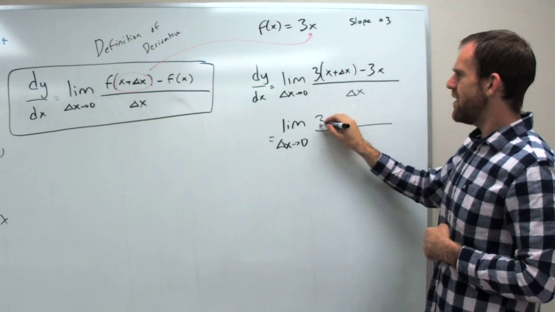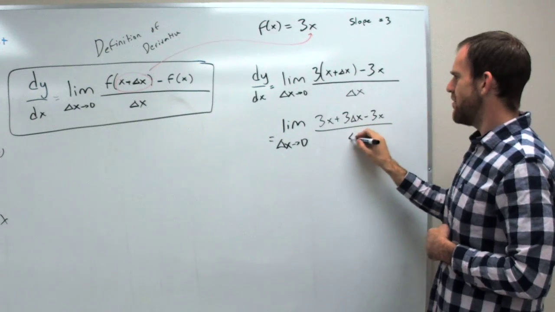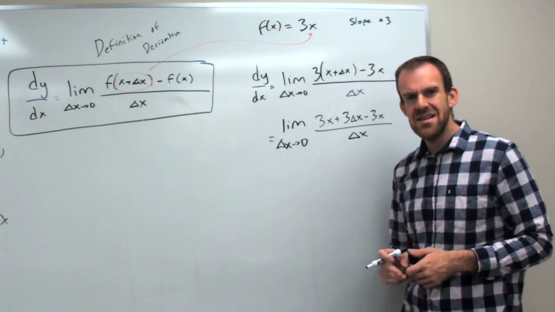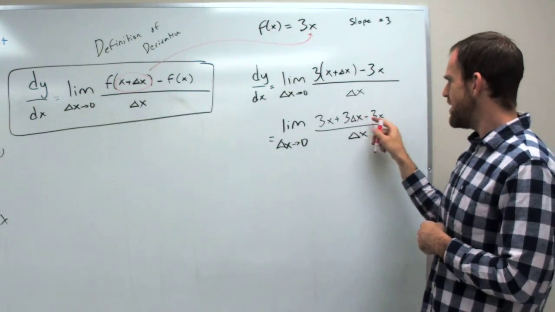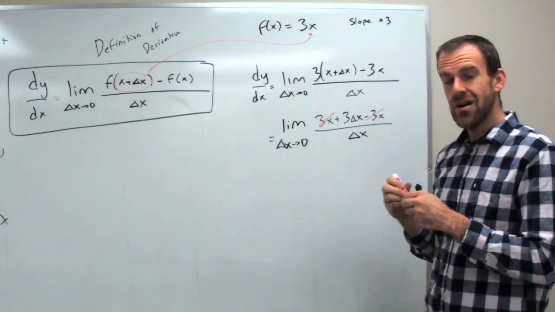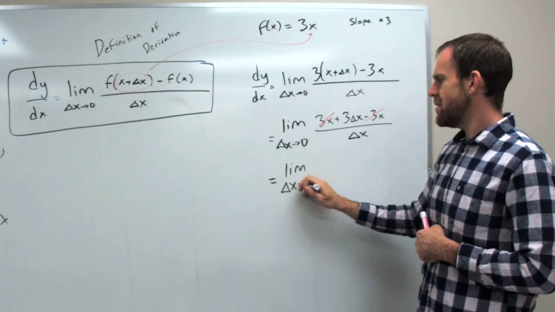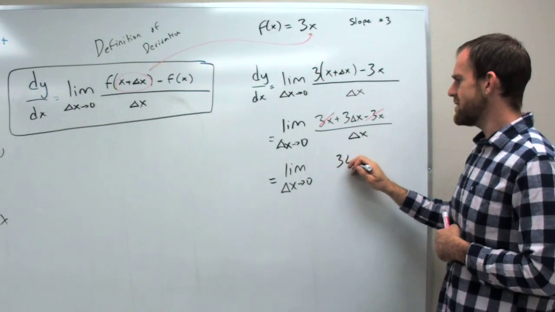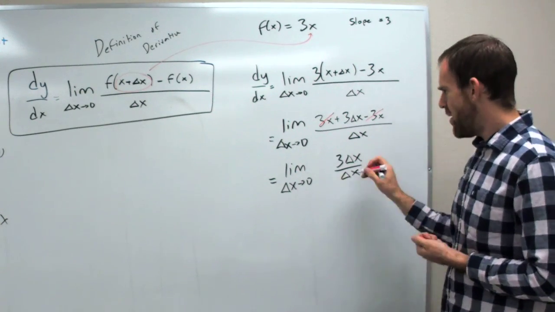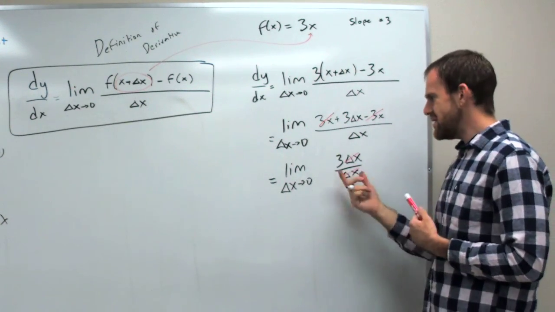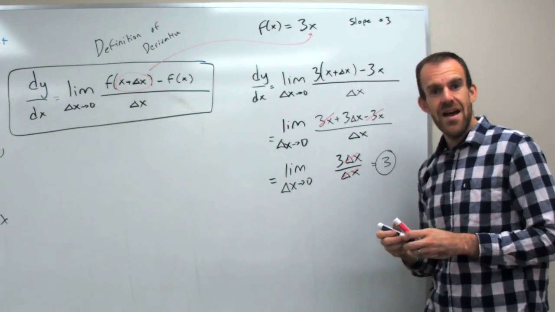If I multiply this out, I get 3x plus 3 delta x minus 3x over delta x. I'm really still not seeing how I can get rid of delta x or how I can plug in 0 yet, but I see that 3x minus 3x is 0, so I'll get rid of those. Now I have the limit as delta x approaches 0 of 3 delta x over delta x. Since there's delta x on the top and bottom, those cancel, and 3 doesn't depend on delta x at all, so the slope is 3. Exactly what we expected at the beginning.